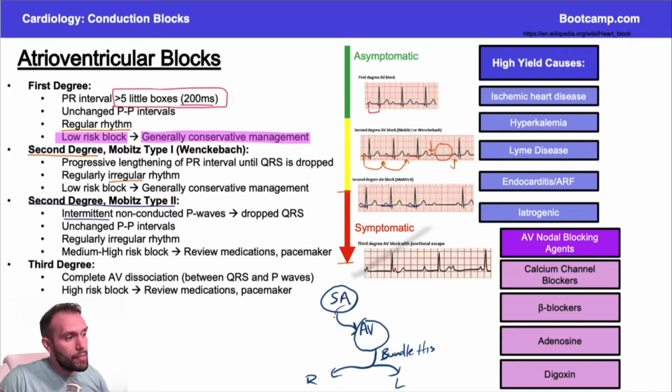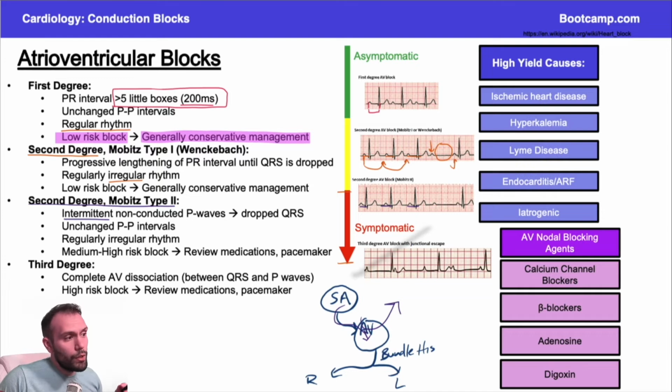So it's kind of like these signals are just sending, no problem. They're not getting more and more delayed. But then out of nowhere, one of these signals doesn't conduct. And so we don't get a QRS here. So that's the big difference. You don't see this progressive lengthening. And this tends to be more severe because the AV node isn't necessarily slowing down, it's just getting blocked randomly.